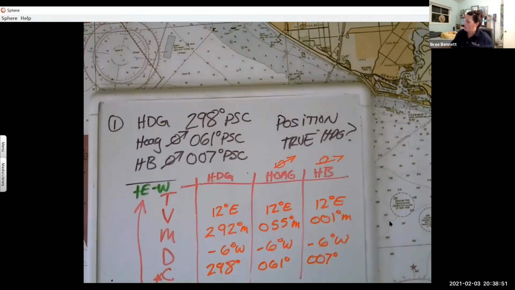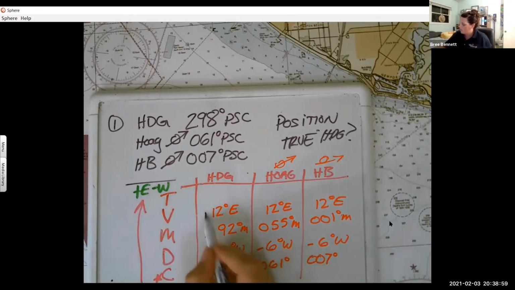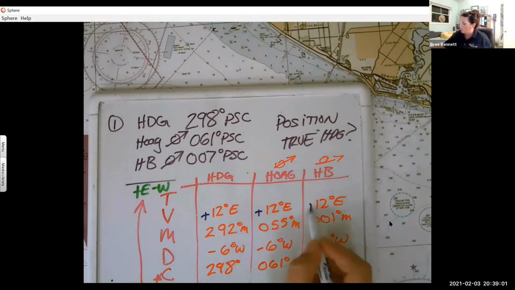Okay, so we have 12 degrees east as our variation. East, we're going to add. So we have 292 plus 12.